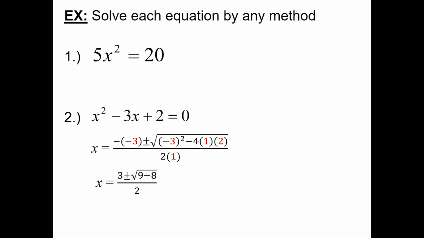So you should get 3, give or take, the square root of 9 minus 8. And 9 minus 8 is 1. The square root of 1 is just 1. So that's really the same as 3, give or take 1, all divided by 2. If you add 1 to 3 and then divide by 2, you get 2. If you subtract 1 from 3 and then divide by 2, you get 1. So that's it for Algebra Review.